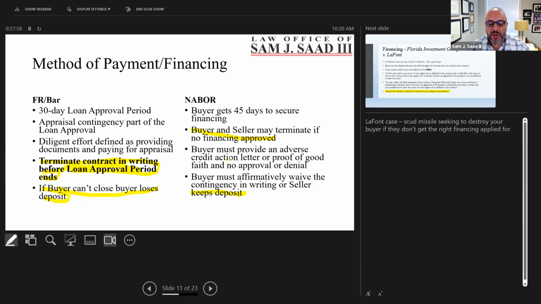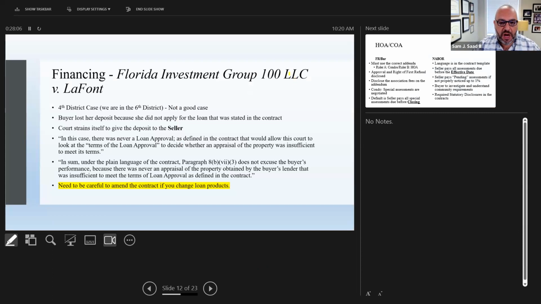Now, I want to warn everybody about a court case. It's called Florida Finance Investment Group 100 LLC versus LaFont. When you're filling out your finance contingency, and I personally, although this has not been proven in court yet, as I read this case, just as some attorney, this applies to both the FRBAR and the NABOR contract, but it was a FRBAR contract that was determined to really screw up a buyer.